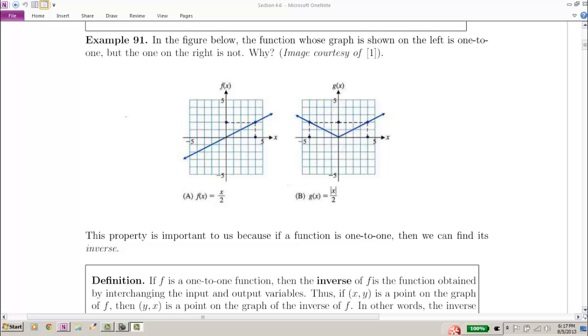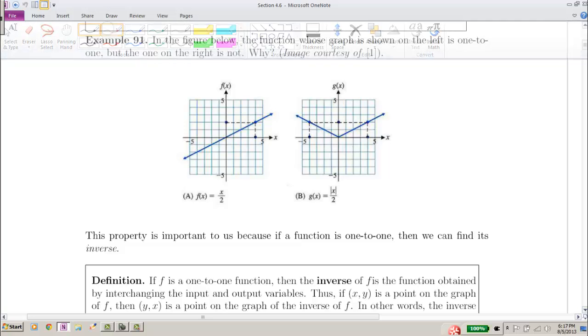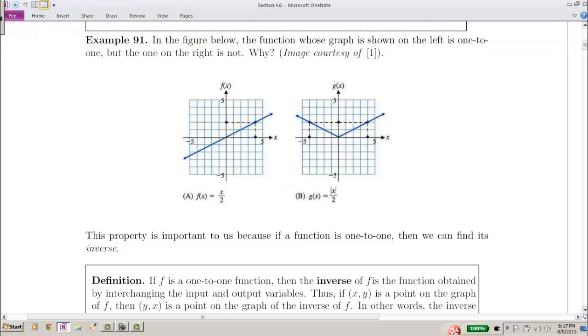In example 91, we're looking at the graphs of two functions, one of which is one-to-one or injective and the other is not. Now we're being told that the one on the left is one-to-one and the one on the right is not. And the way that we can tell is because if you look at the graph on the left, for any particular y value that we might choose, these are our output values, there's only going to be one x value that maps to it.